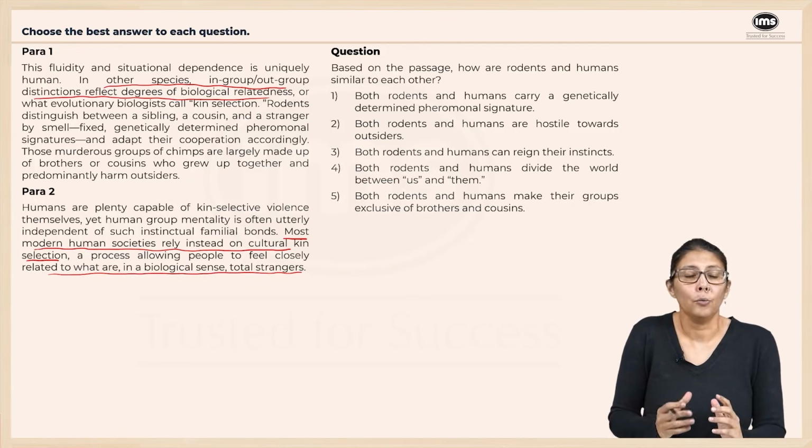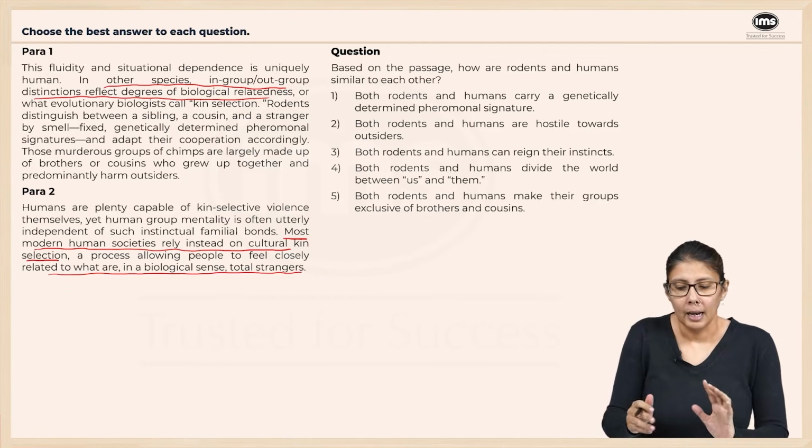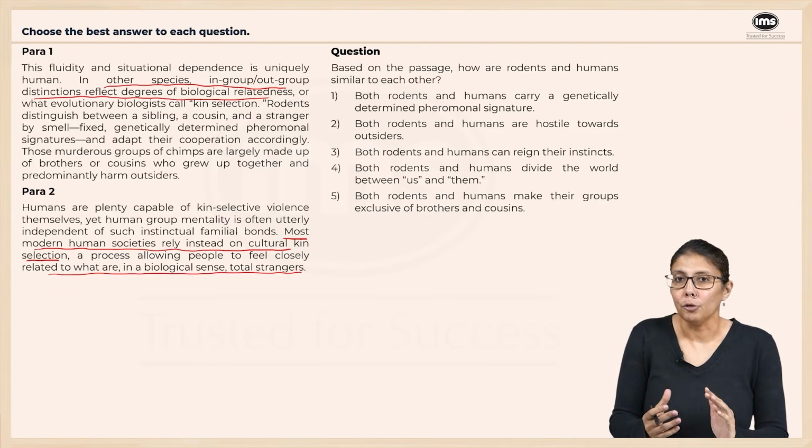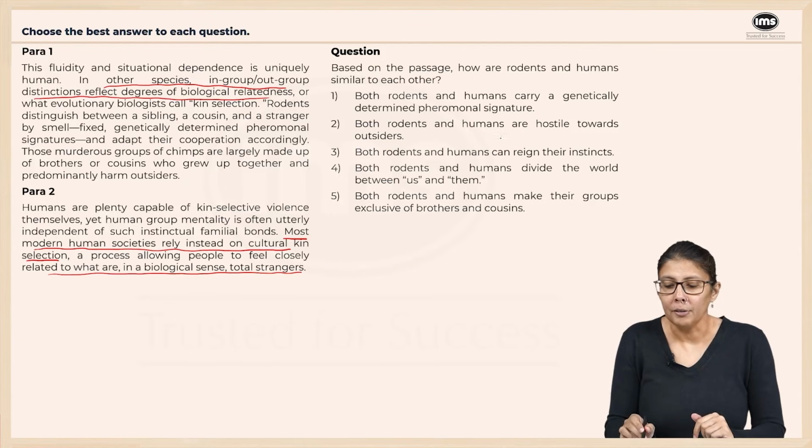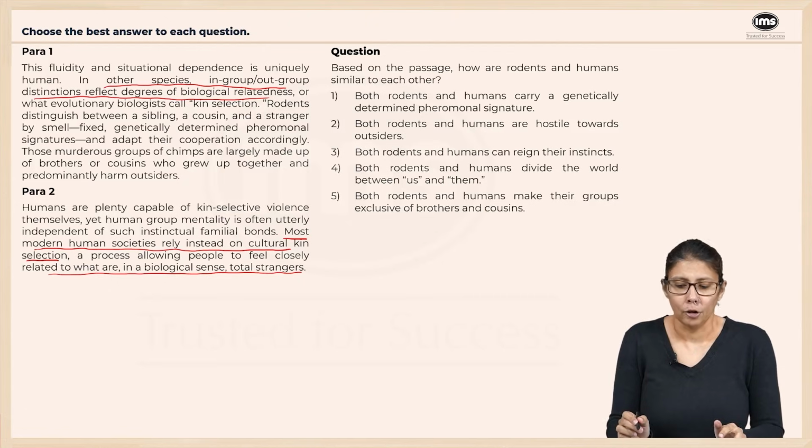We identify with total strangers because of cultural reasons, not biological reasons. And this is the primary difference between rodents and humans. Now, our first option says, both rodents and humans carry a genetically determined pheromonal signature. This is true only of rodents. This may not be true of humans. At least the passage does not tell us that. So, option 1 is easy to eliminate.